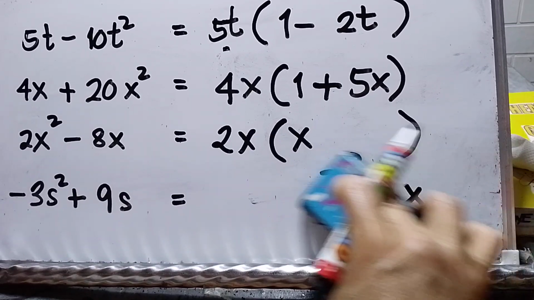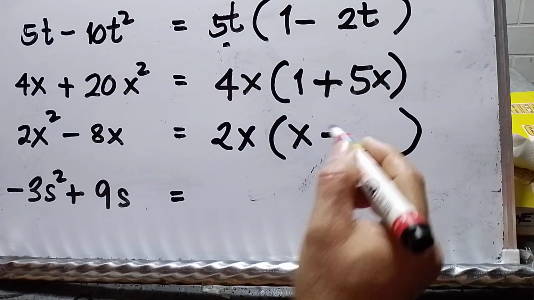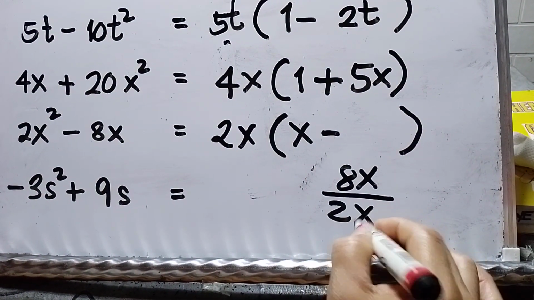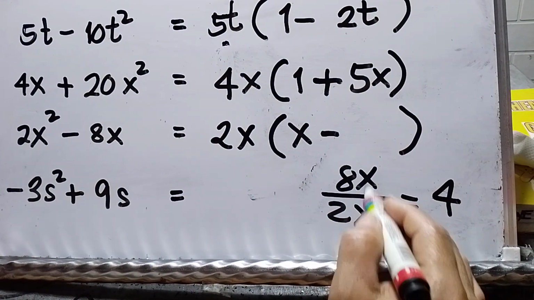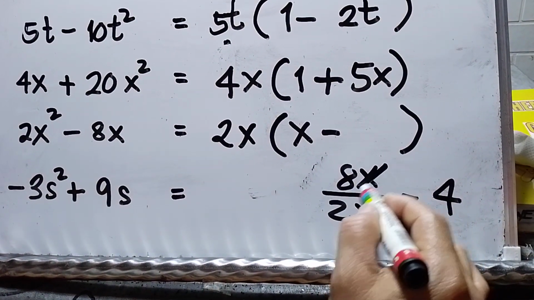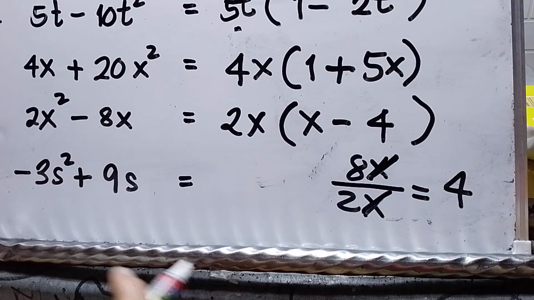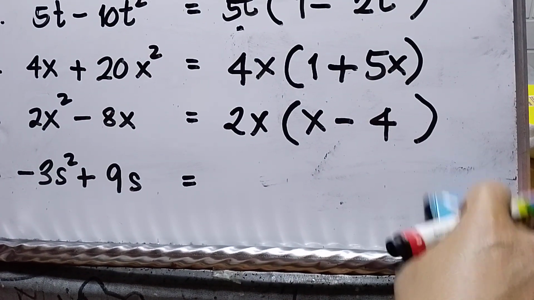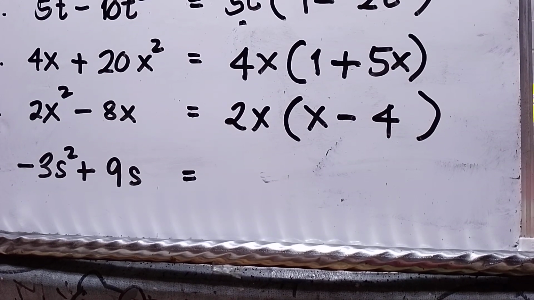And then the operation is subtraction, so I need to put minus. So 8x divided by 2x. 8 divided by 2 is 4. Then the same variable, the same exponent, so this will be crossed out. So this will be x minus 4. So number 3 is equal to 2x, round brackets, x minus 4.